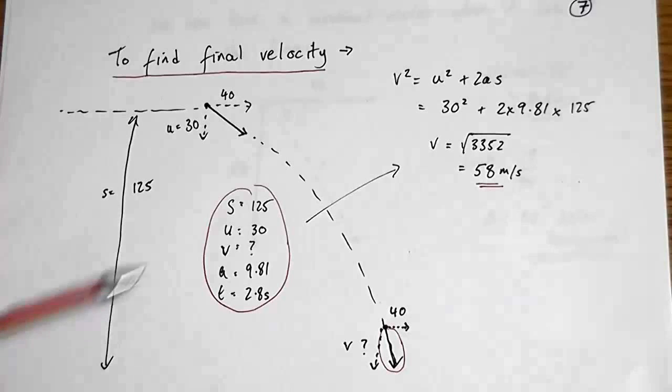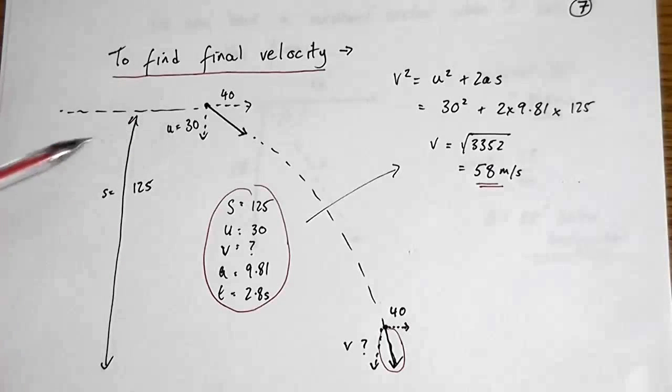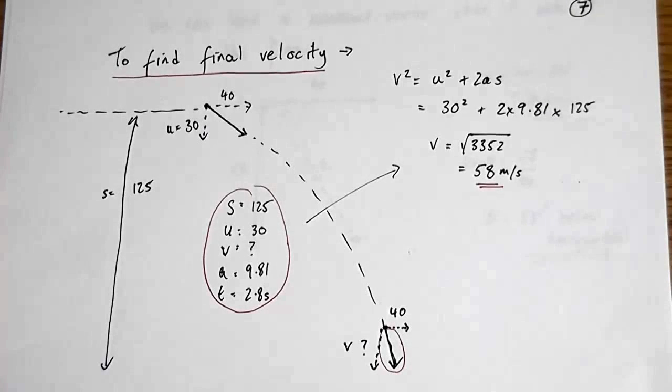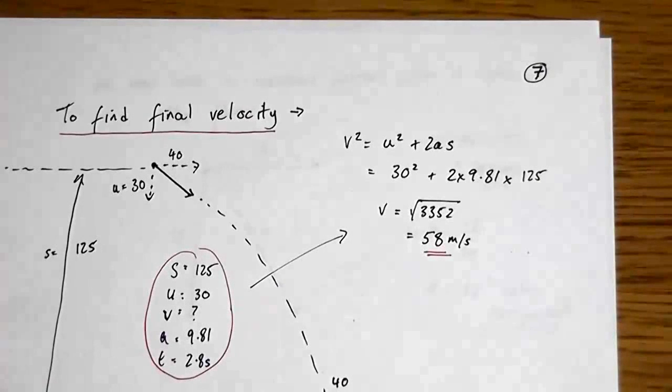Again, downwards is the positive direction. I've got s is 125, u is 30, v I don't know, that's what I'm trying to find out, a is 9.81 and t is 2.8 seconds. So v squared equals u squared plus 2as gives me an answer of v equals 58 metres a second.